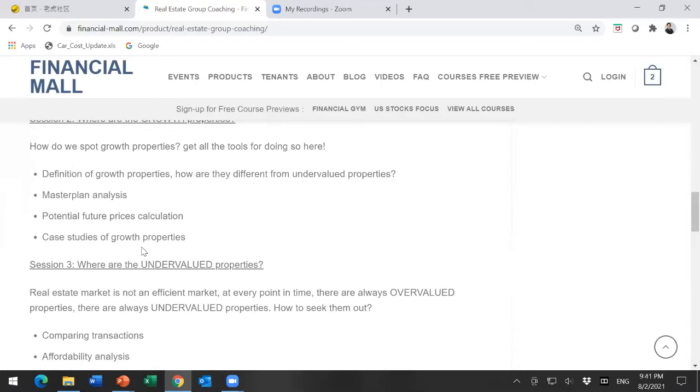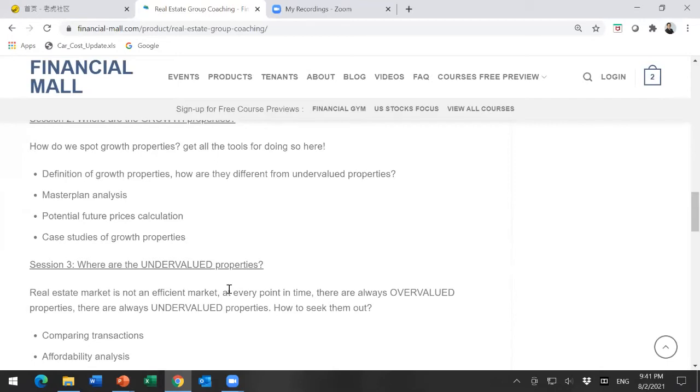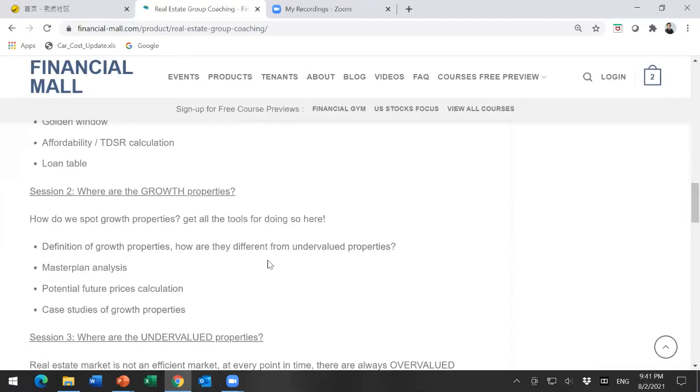In these 2 parts, we will actually mention the actual properties. Not only do we share with you the tools to spot them, we also talk about the actual properties. So for those who are interested to know what the growth properties and undervalued properties are at this point in time, this is something you may want to sit in for. Just in case you're wondering what the difference is between growth and undervalued.